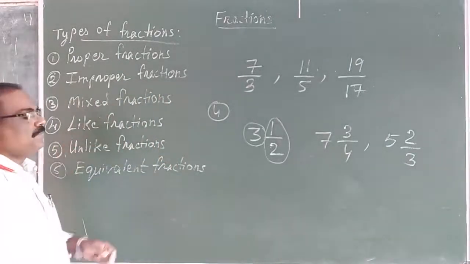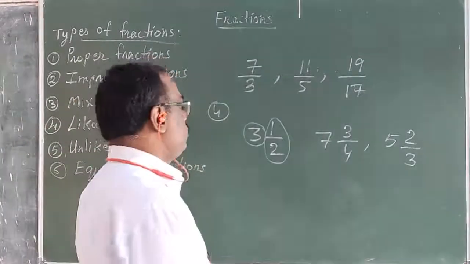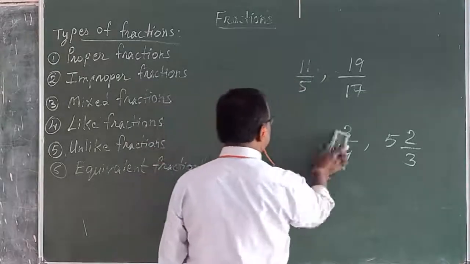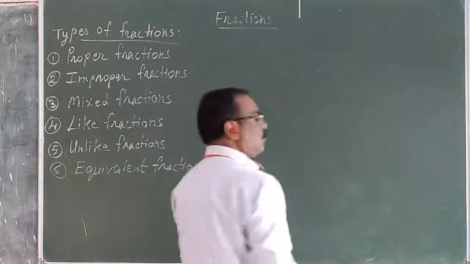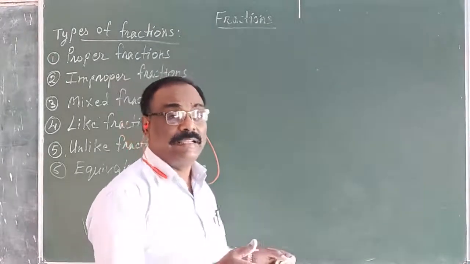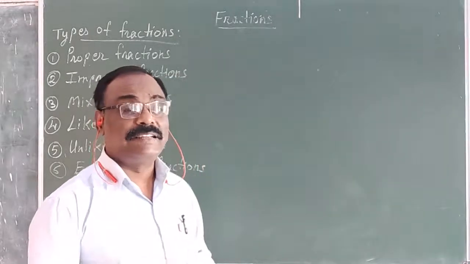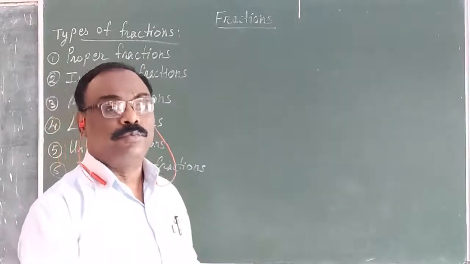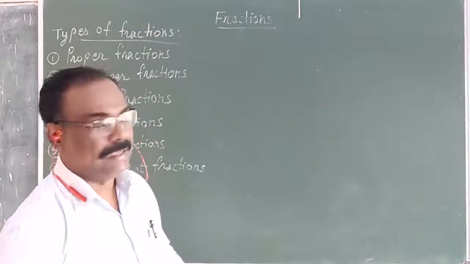Now comes like fraction. In like fractions, always if two or more fractions have the same denominator, then we say that it is a like fraction. Okay, no, we cannot say a single fraction as like or unlike. Always there should be at least minimum two fractions or more than two fractions. Then only we say it is like or unlike.